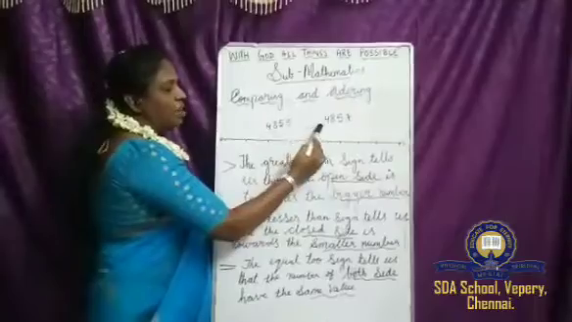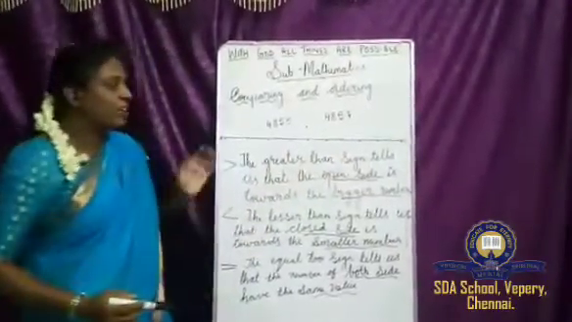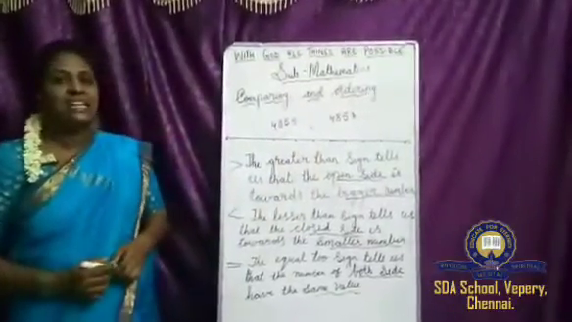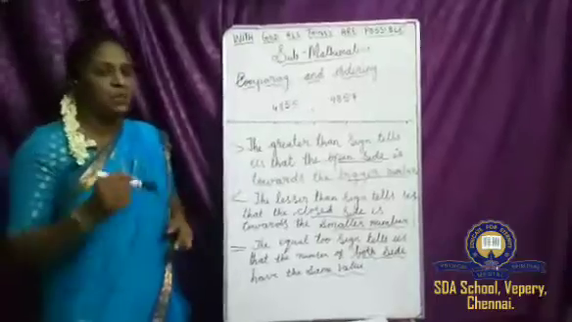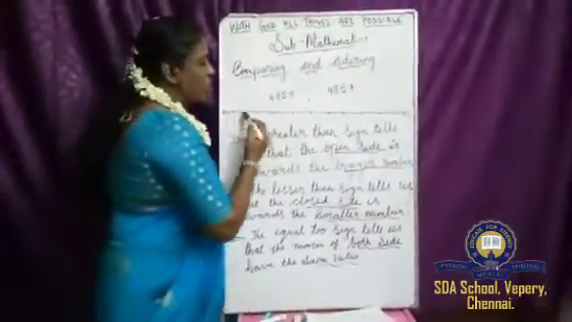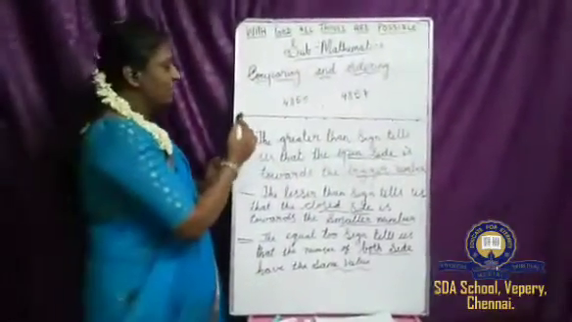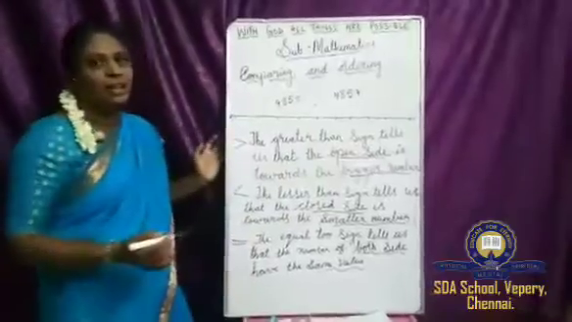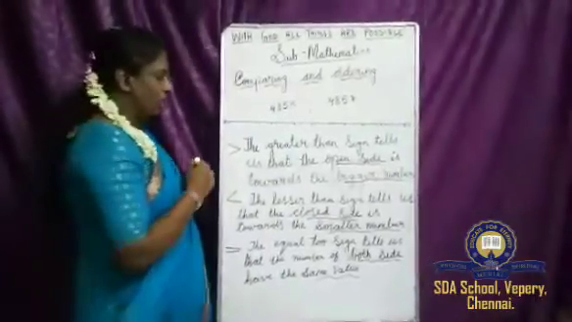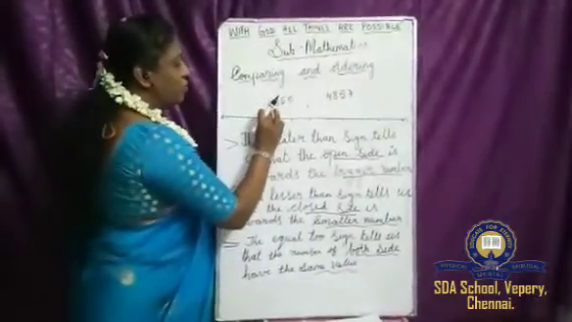4,855 and 4,857. They have given these two numbers and we have to find which is the bigger and which is the smaller. To make it clear, I am going to show it on a number line. Number line is nothing but think of a scale, your ruler.